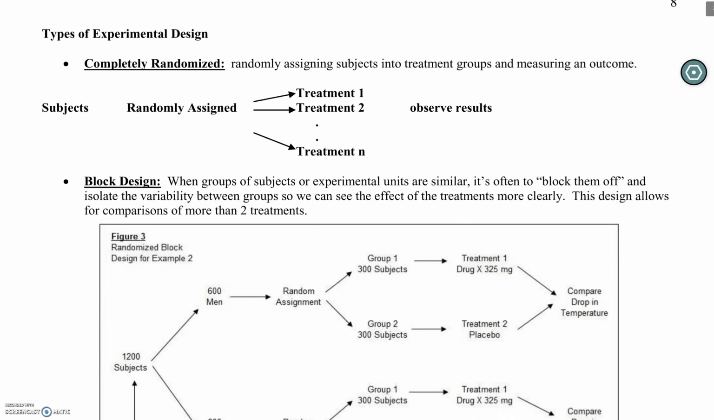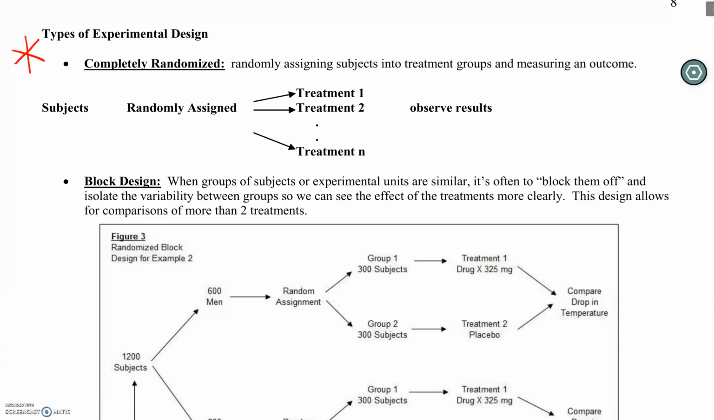All right. Our experiments, we have a number of different types of experimental designs. This is by no means a complete list. But 3 of them are ones that I have tested before, so I'll go ahead and put a star here. Completely randomized: we have all of our subjects, and then we randomly assign them into their treatment groups, and we look at our results.